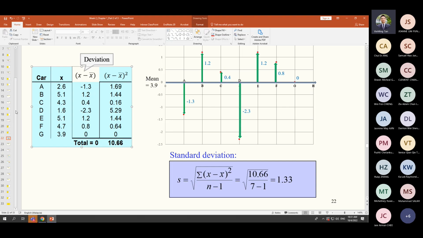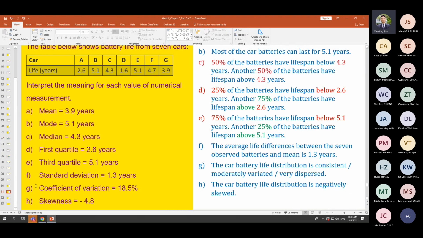So I go back again to the slide. This 1.3 is the average life difference between the 7 selected sample batteries and the mean. G is the coefficient of variation. CV is used to compare two sets of data in terms of dispersion. The higher the CV, the more dispersed the data distribution. For this question, the CV is 18.5, which is still not so bad, still okay. You can say it's moderately dispersed, or you can use the word varied or dispersed.